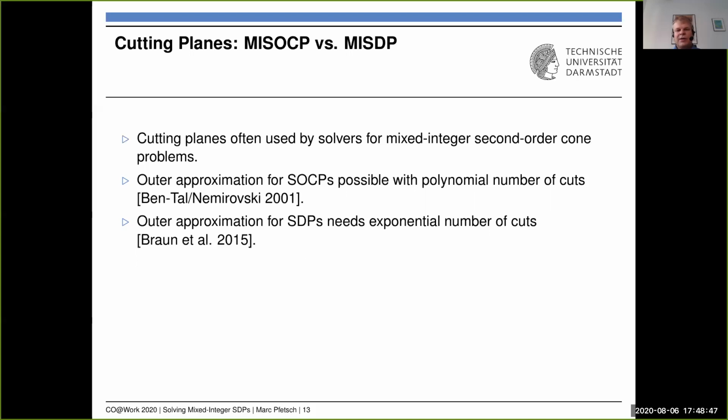So it will really depend on the particular instance whether an approach by these cutting planes will be worthwhile or not. And I'll show you later in the computational results that there are certain applications where it pays off and certain applications where it does not.